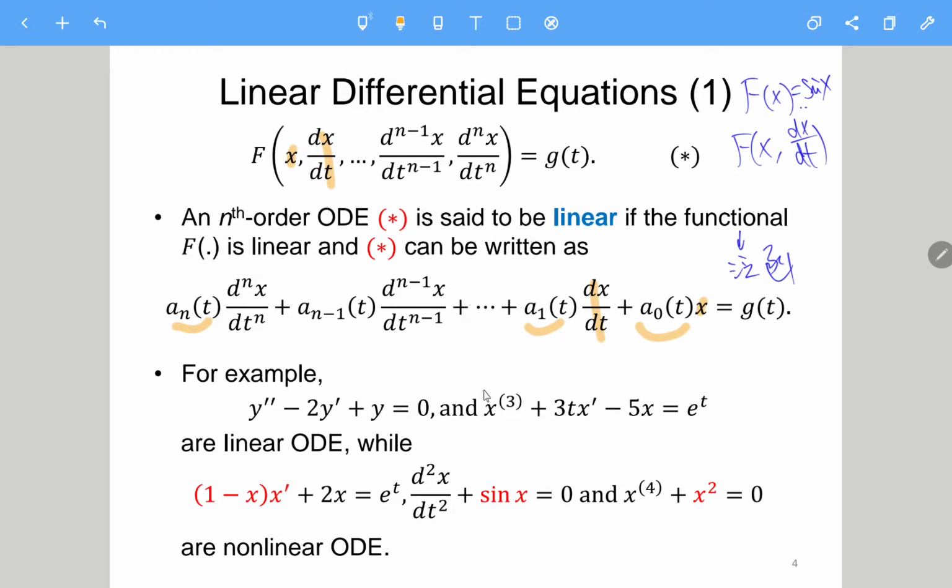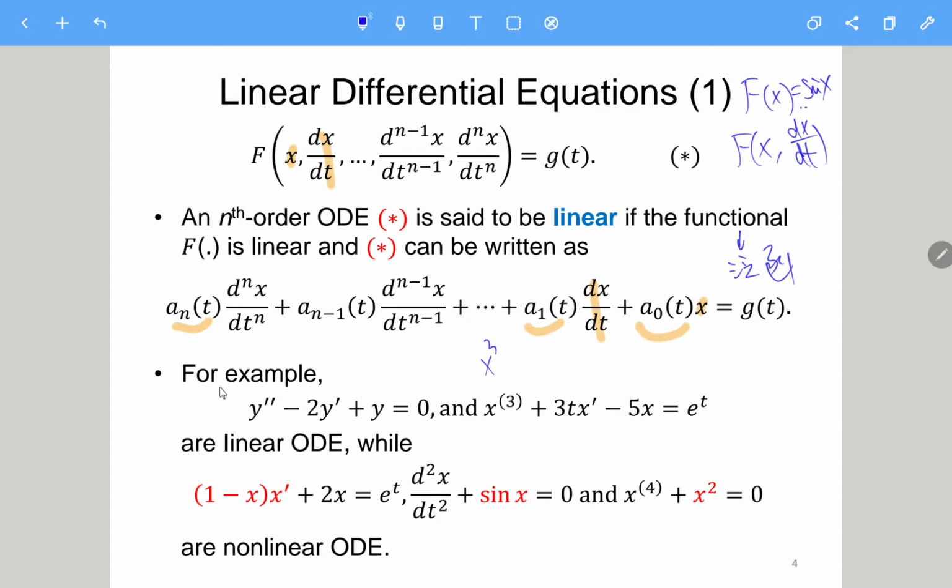And then for this one, this is the third derivative. We don't try to write prime, and for derivatives of more than third order, we just use a bracket to show this is the third derivative, rather than x cubed. This one is x cubed. And then here, this is x prime, so a1 is 3t. It's just a function of time, so it's still linear. And then a0 is -5, and g of t equals exponential to t.